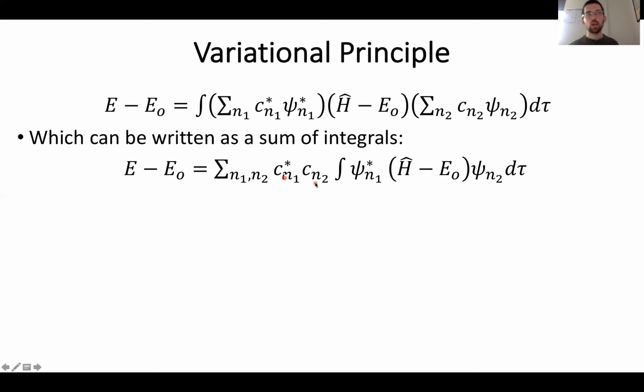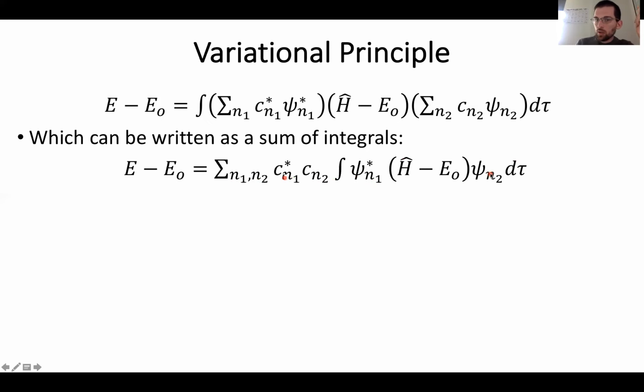Coefficients now on the outside, integral on the inside. Again, I'm also going to be summing over these two different possible combinations of the basis set. So again, a lot of very tedious math here.